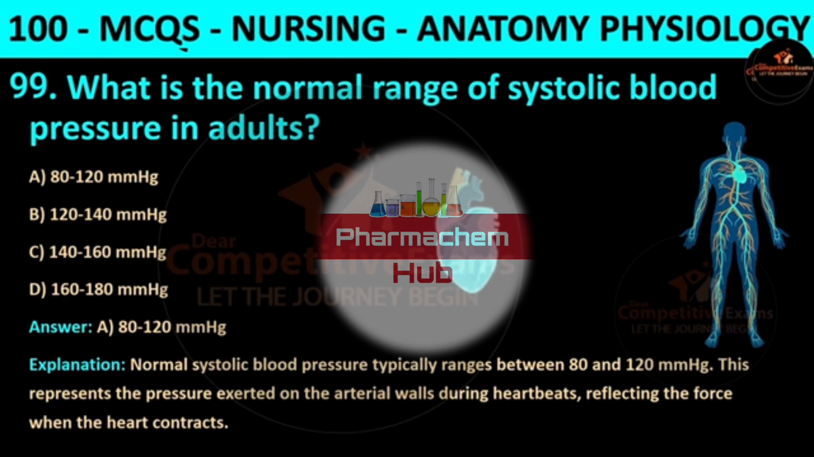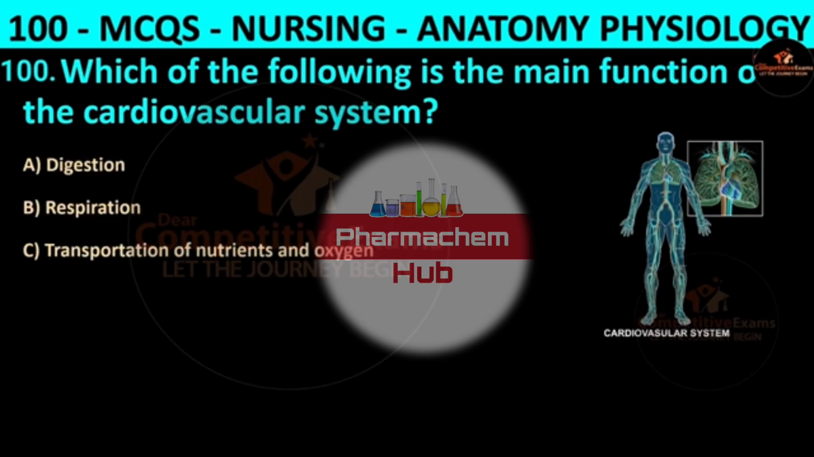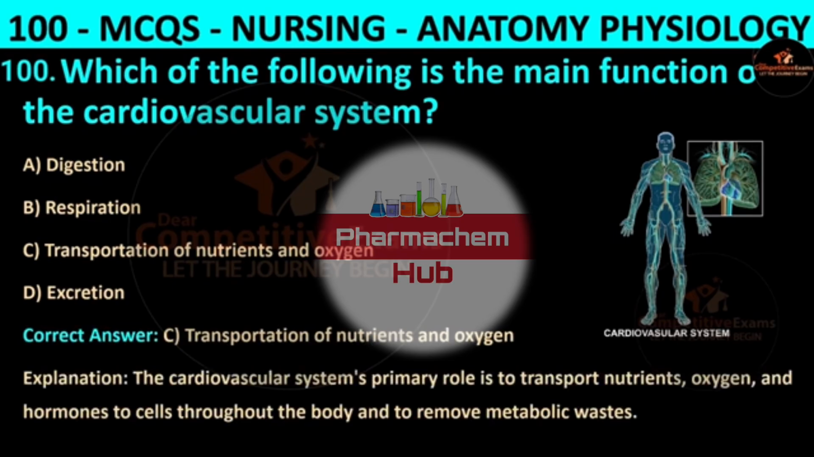Question number 100. Which of the following is the main function of the cardiovascular system? The options are digestion, respiration, transportation of nutrients and oxygen, or excretion. The correct answer is C, that is transportation of nutrients and oxygen. The cardiovascular system's primary role is to transport nutrients, oxygen, and hormones to cells throughout the body and to remove metabolic wastes.